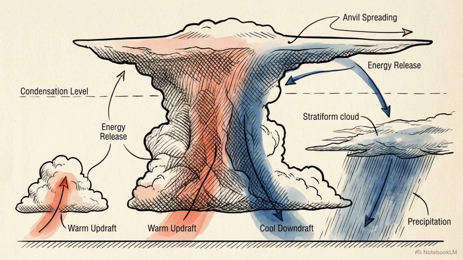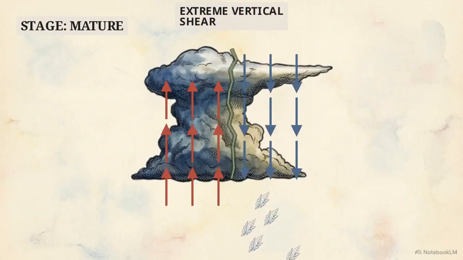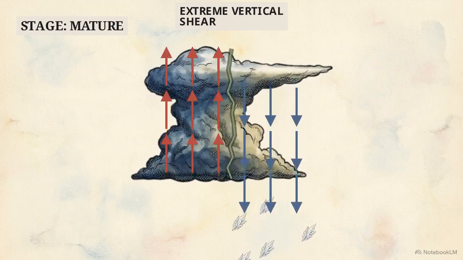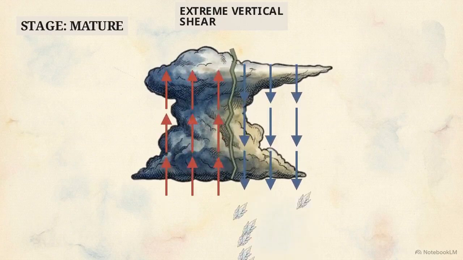Looking at this kinetic structure, which of these stages is the most dangerous for an aircraft, and what exact mechanical factor makes it so? The mature stage is the deadliest. It contains extreme vertical wind shear because massive updrafts and violent downdrafts are shearing directly against each other simultaneously.